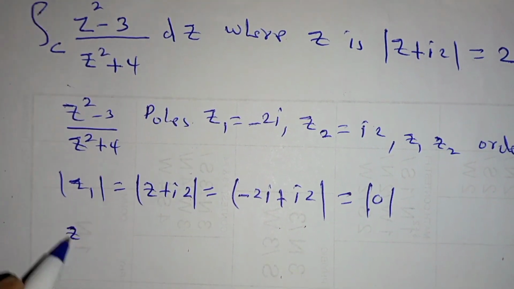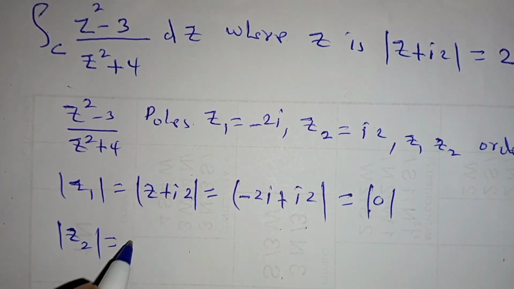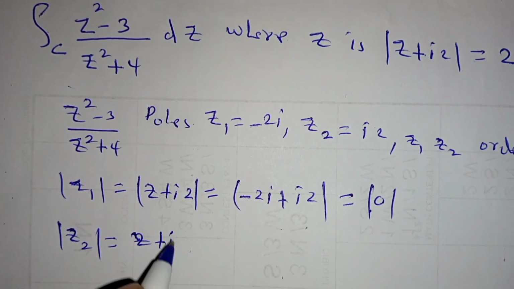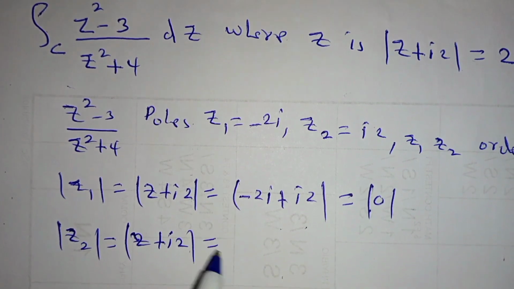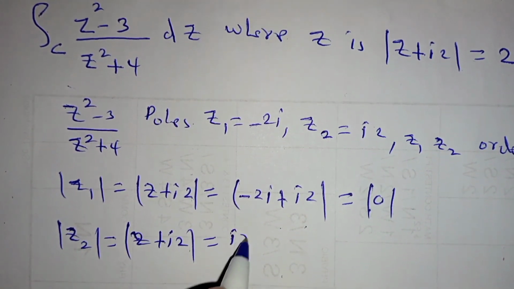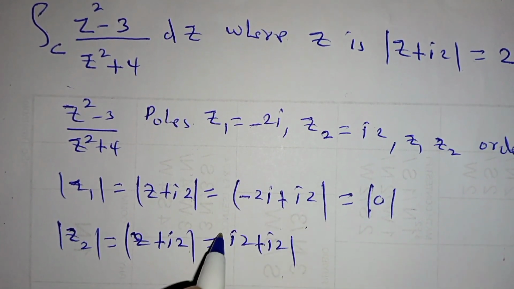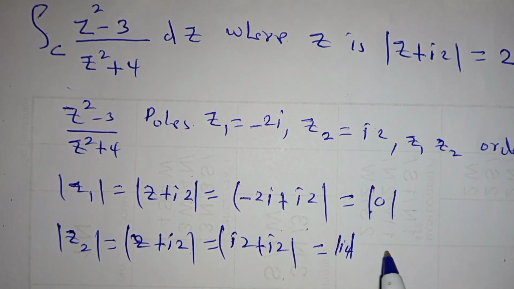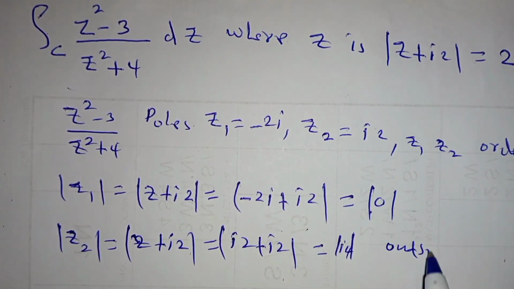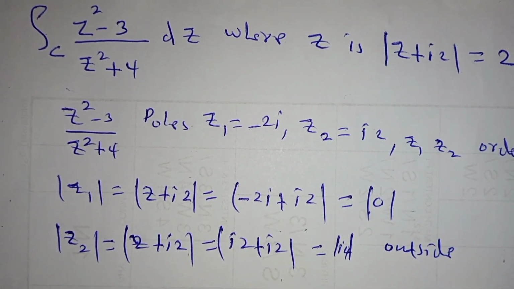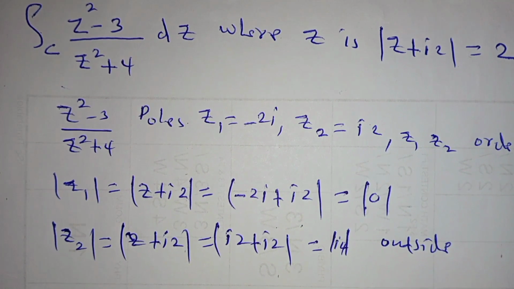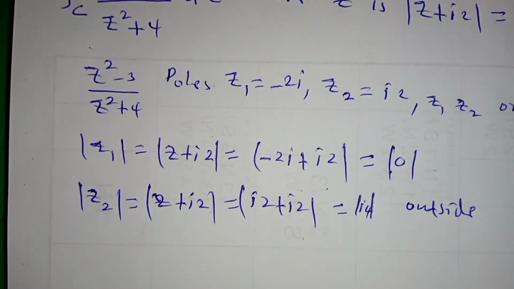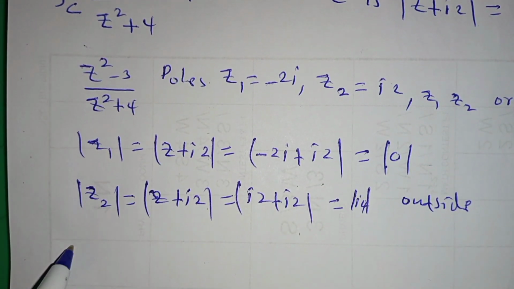Then we come to z2, which is equal to 2i: modulus of z plus 2i, which is equal to modulus of 2i plus 2i, which is equal to modulus of 4i. Clearly, this one is outside the given circle.